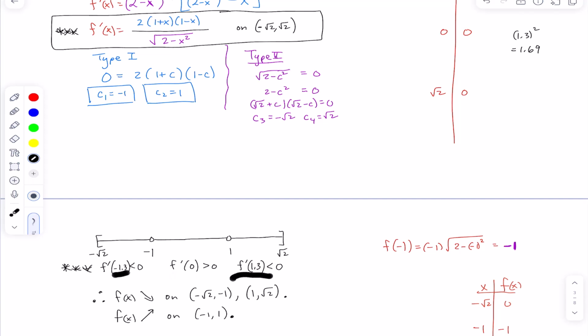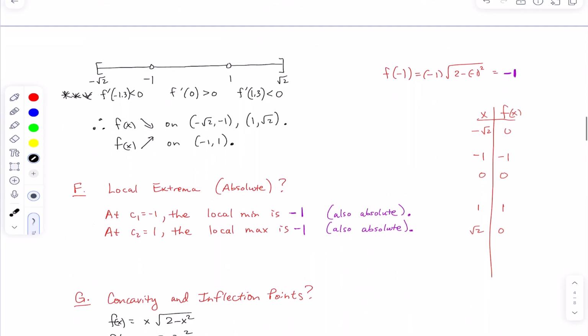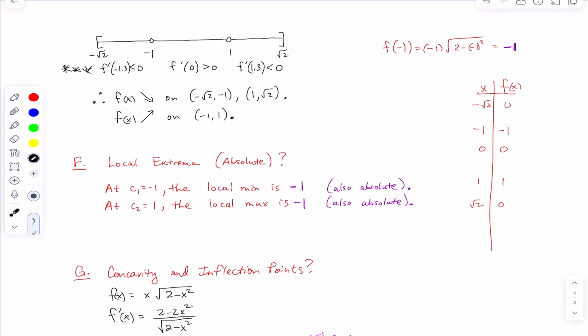Pick your own test values. Make sure they're in the open interval indicated by the drawing of the number line. Once you figure that out, you now know when the function is actually decreasing, and you know when the function is increasing. You read that information right there, and then you read this information right here. Summarize your intervals of decreasing and increasing. Very, very important. Realize there is a change in sign. The function went down and then it went back up.